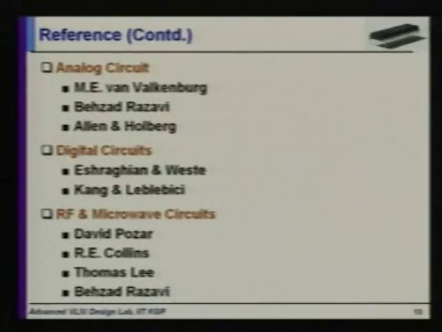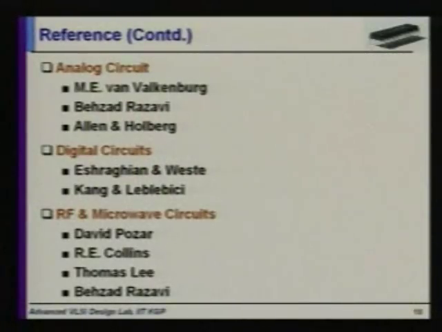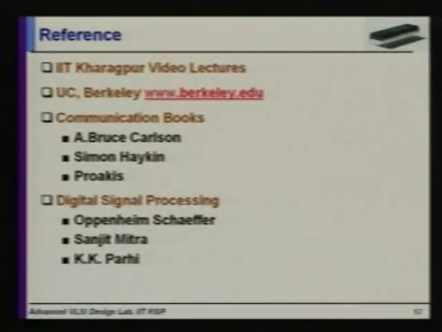And this is analog circuits. The Van Valkenburg and equivalent books, I am sure everybody has heard of, both the analysis and the synthesis. If you want to do anything in the circuits or electrical domain, read between the lines. There is a book by Behzad Razavi on analog electronics. You can take it up later, and Allen and Holberg. Digital circuits: Shagyan and West, Kang, Leblebici. And RF and microwave, these things come later. If you want, you can concentrate on this and this first. Thank you for bearing with me.